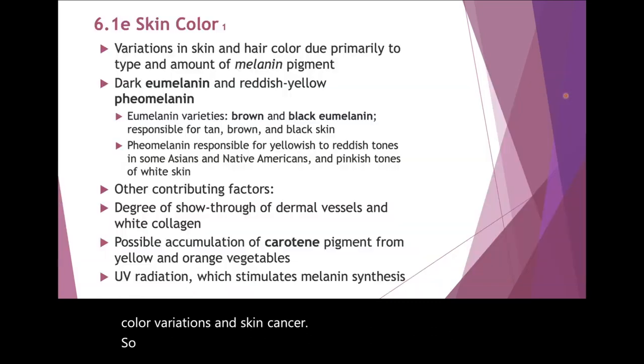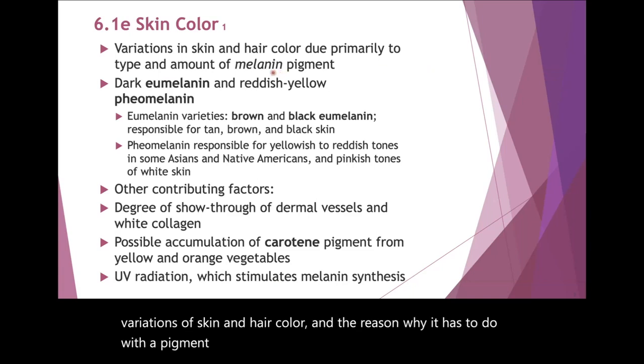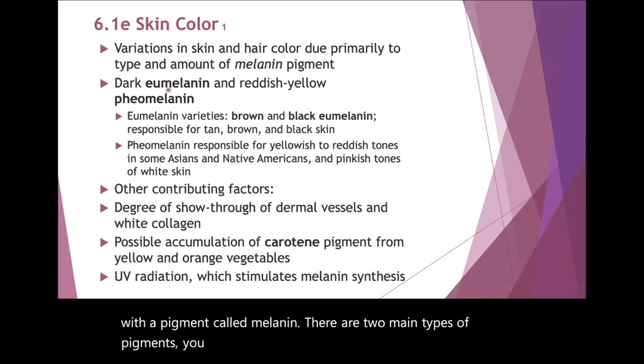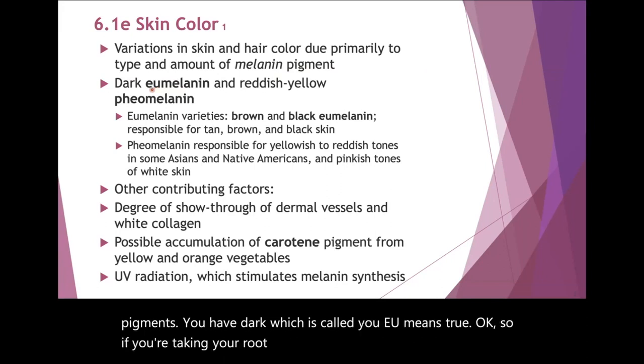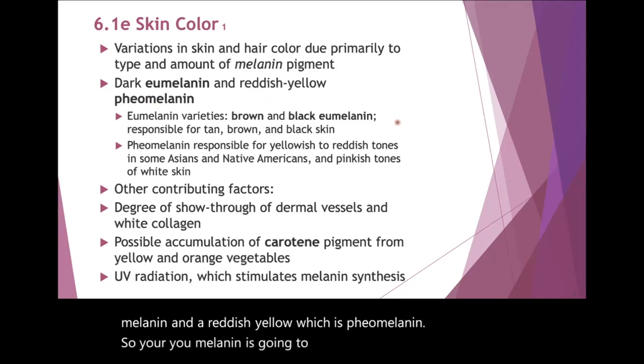When it comes to skin color, there are different variations of skin and hair color, and the reason has to do with a pigment called melanin. There are two main types of pigments. You have dark, which is called eumelanin. Eu means true, so if you're taking your root words, dark eumelanin, and a reddish yellow, which is pheomelanin.